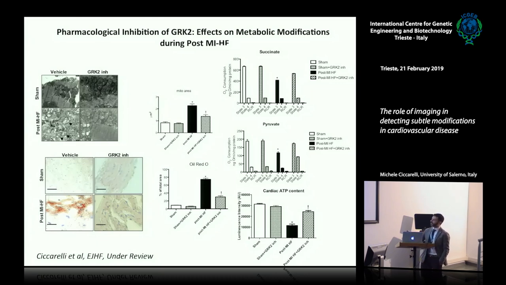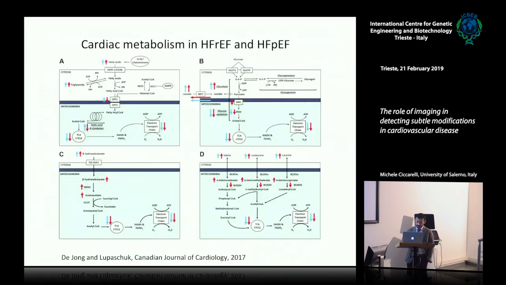Here you can see that in state 4, or in state 3, in presence of ATP, there is a reduction of the oxygen consumption, both for succinate and pyruvate. That is then restored when we employ the treatment with the GRK2 inhibitor. And this result brings about the recovery of the cardiac ATP production during the heart failure. Now, to come back, this is a model of HFrEF.